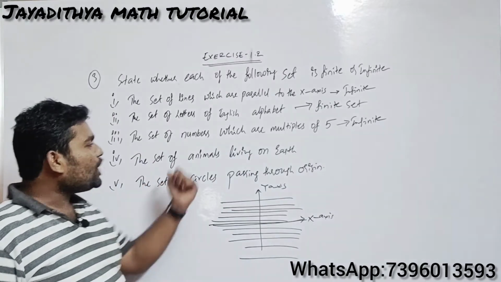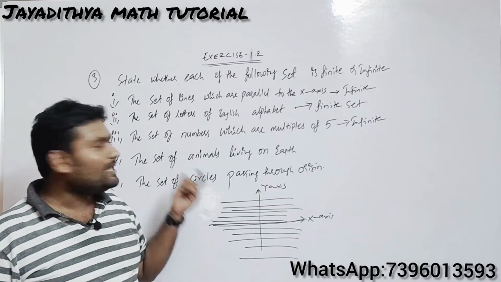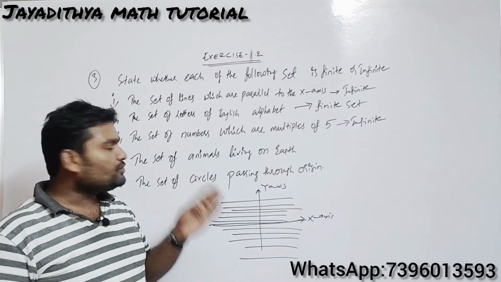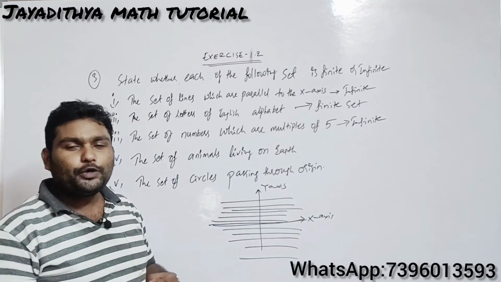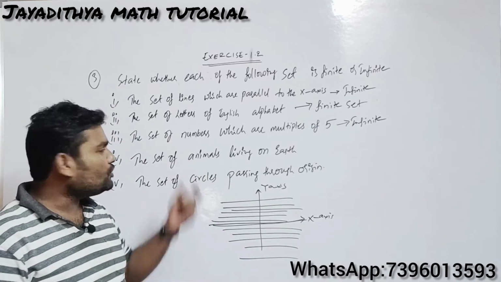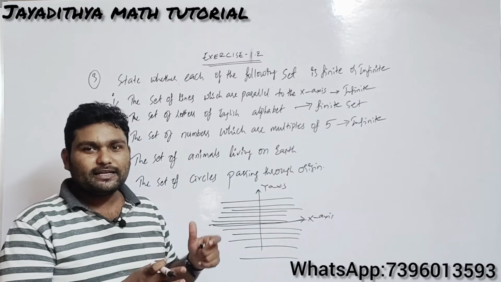And the next one: set of animals living on earth. Again here you will have some doubt about whether the set of animals living on earth is a finite set or an infinite set. See here, all the animals are on the earth. If you start counting, after some years at least you can count completely. So here the number is large, but the number is finite.